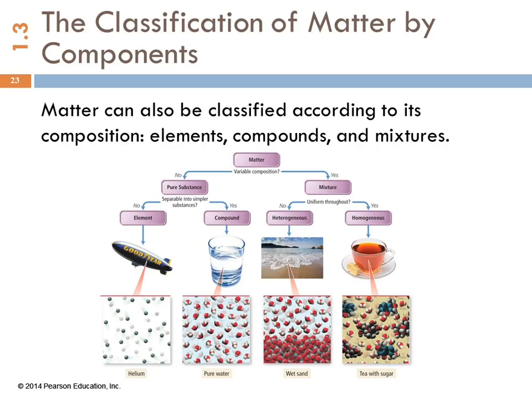So we can also classify matter according to its composition. So we were talking about its physical state. We can also classify it by composition. And so here's kind of the big picture, and then we're going to talk about it all individually. We've got matter. You can go pure substance or mixture, and then each of these has subcategories. Element and compound are both pure substances. Heterogeneous and homogeneous are both mixtures.